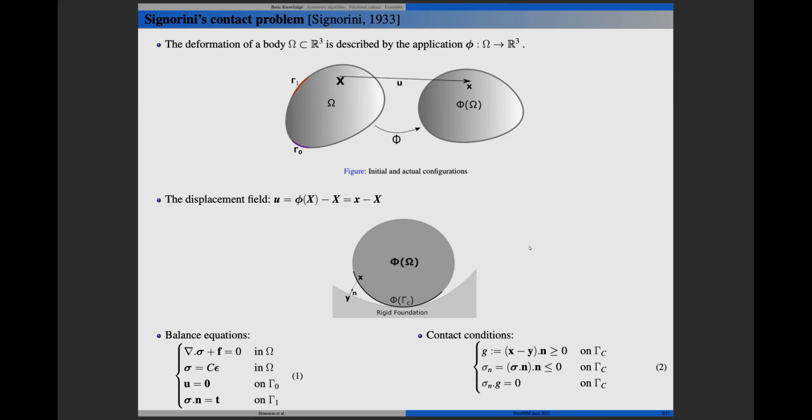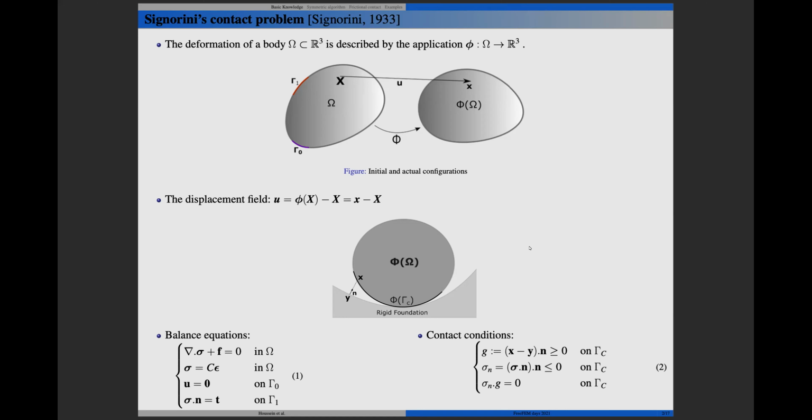Here we have boundary conditions, and we also have contact conditions, where the first inequality describes the non-penetration between the body and the rigid foundation, or it can also be a second body. Gamma C is a potential contact area. In other words, the true contact area will be included in phi gamma C, which is gamma C in its actual configuration.